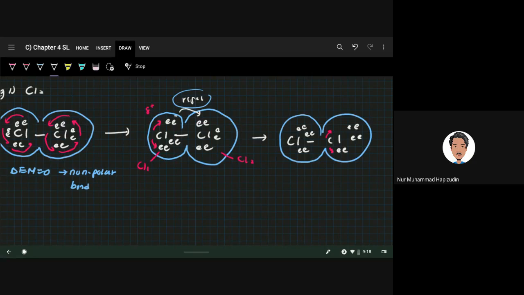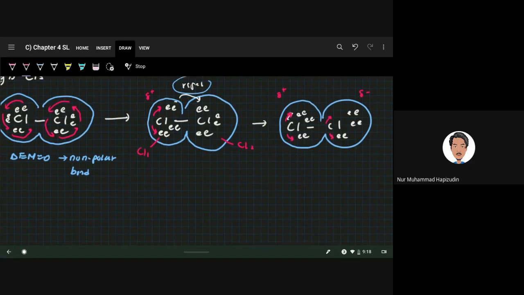Okay, so the region that has rich electrons will become partial negative. The region that has fewer electrons becomes partial positive. Okay, so this is called polarized. Can you understand? Okay, this situation is called polarized. So the chlorine molecule is polarized.